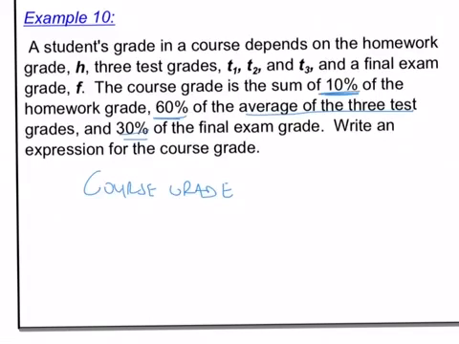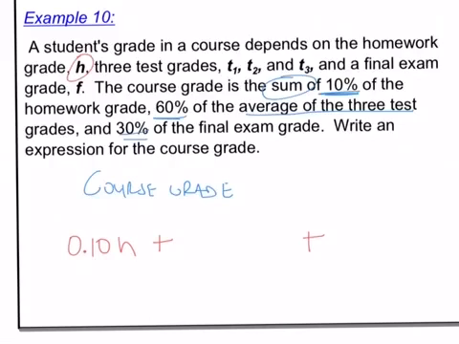Okay, now that you're back, the course grade, it says, is the sum. So ultimately we know this is a big addition problem, and there are 3 parts to this addition problem: the homework grade, the average of the test grades, and the final exam. So I'm going to put my addition signs in here. So 10% of the grade, I'm going to write that as 0.10, is made up of your homework, right? So they call that H.